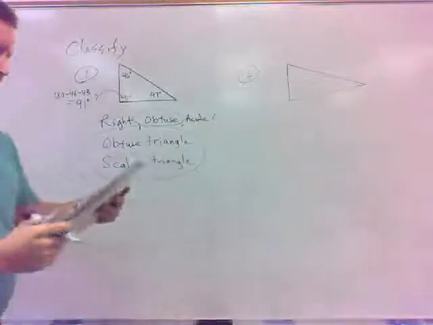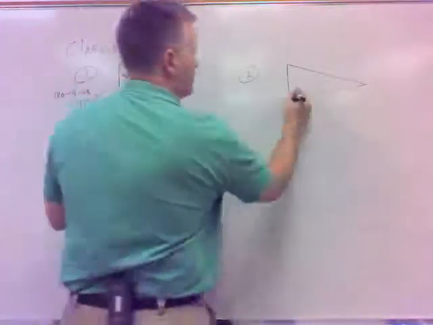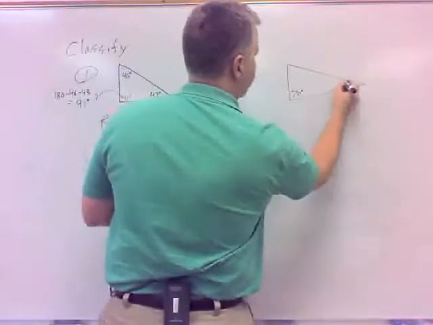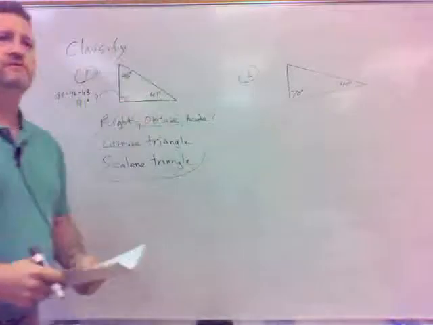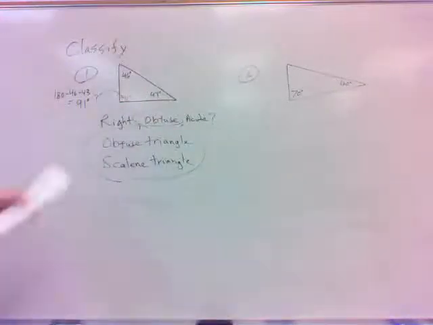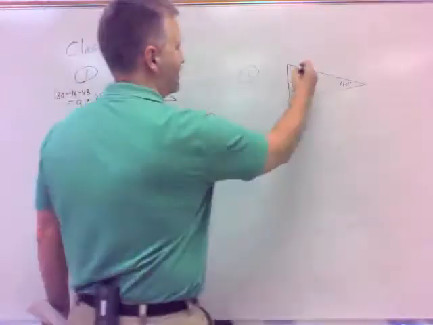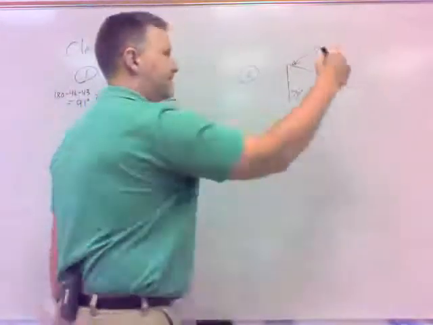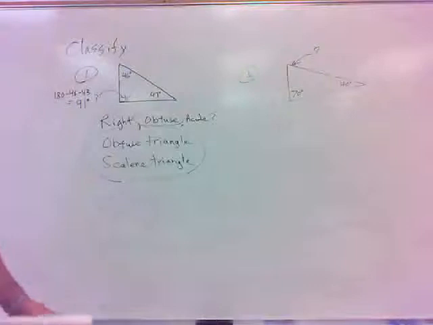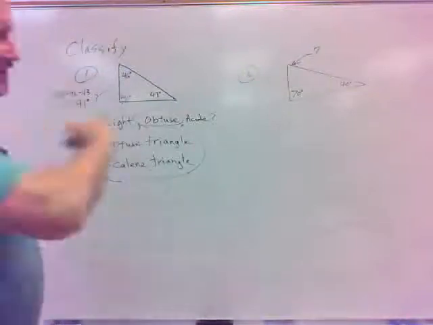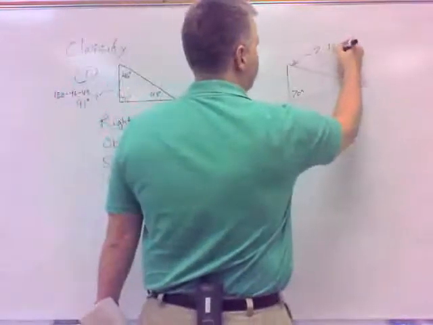Got a little flag-looking one. Here I got 70. Here I got 40. Same question, classify that one. Well, again, on a problem such as this, you need to know all three angles. That's your best bet there. What is this third angle here? Well, since they all add up to 180, it's 180 minus the other two.